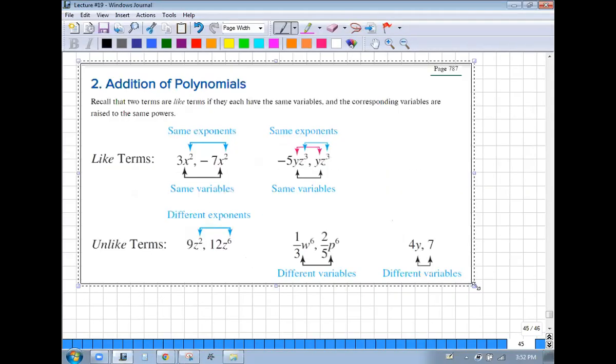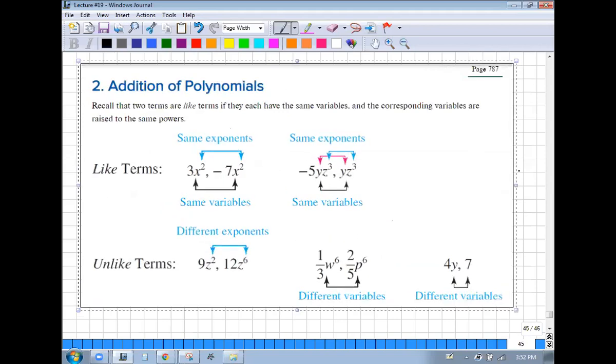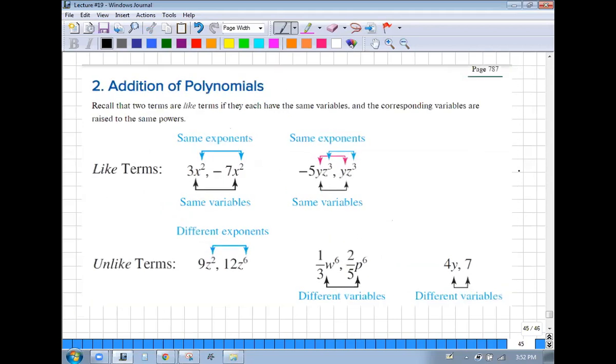All right, terms are like if they have the same variables and they're raised to the same powers. So these are like terms. I could add those together. That would give me negative 4x squared. These are like terms because it's the same variables, same exponents. These are unlike terms. Yeah, we have the same variable, but they're different exponents. I could not add those together. Here we have the same exponent, but different variables. I could not add those together. Just like I can't add these together.